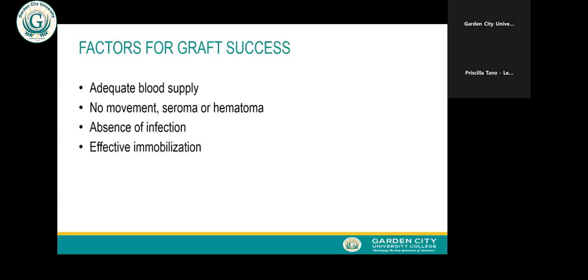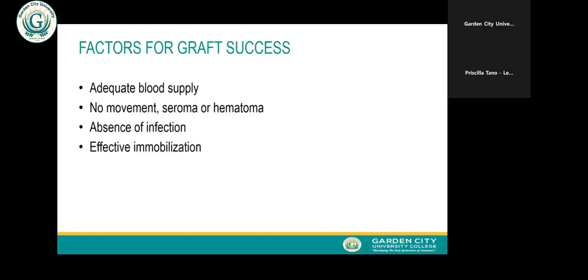Right. I think this one should have asked you. What are the factors that will cause graft success? So now it means that you have to come in to add on the factors that will cause graft failure, right? So graft success: adequate blood supply, right?